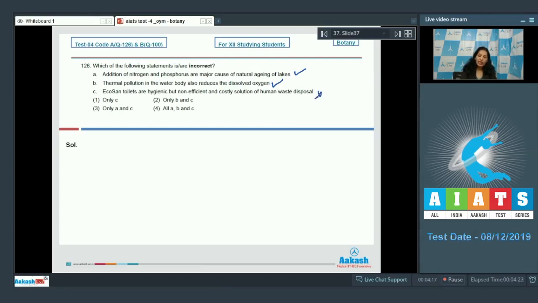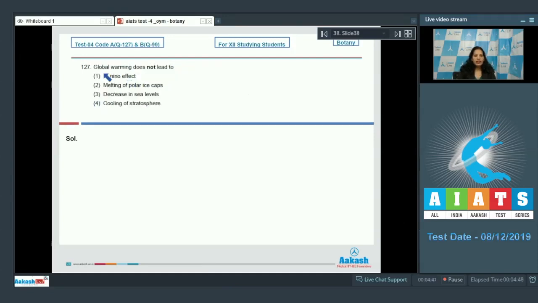Eco-sand toilets are hygienic but not efficient and costly solution of human waste disposal. No, they are very well efficient and cost-effective solution for the human waste disposal. So this is false. So which of the following is incorrect? Only C. So the correct option for the given question is option number 1. Let's move to the next question.